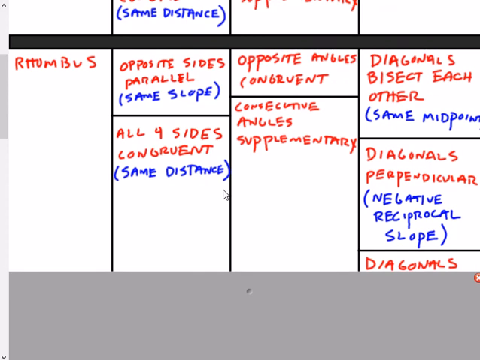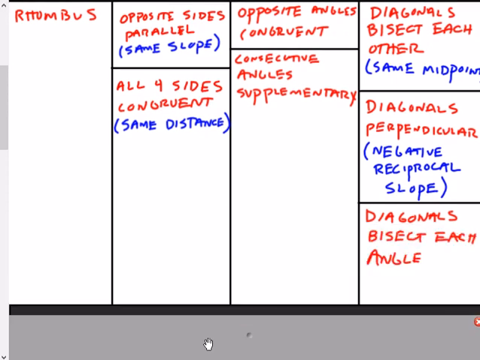A rhombus. A rhombus is just a parallelogram that has all four sides congruent. So if you look at what was placed here, it's basically identical to what we just went over with parallelogram, but now all four sides are congruent, which means all four sides should have the same distance. Also added, that doesn't apply to a parallelogram, is that the diagonals are perpendicular. They cross at 90 degrees, which can be proven by slope formula. The two slopes would be the negative reciprocal of each other.